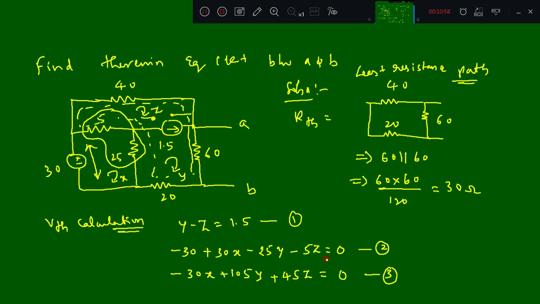So these equations you know how to write. Now if you solve 1, 2, 3, we are going to get the x, y and z values. So the values of x, y, z are: x is equal to 1.5, y is equal to 0.75, z is equal to minus 0.75.